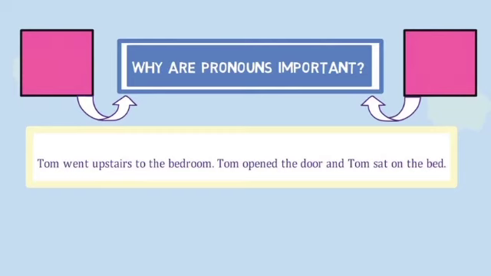We can see here that the name Tom has been repeated 3 times, which is what makes this sentence seem strange and unnatural. We need to lessen the number of times the noun is being repeated. To do this, we will simply remove the noun and replace it with a pronoun. Tom went upstairs to the bedroom. He opened the door and he sat on the bed. Now the sentence sounds much better, doesn't it?